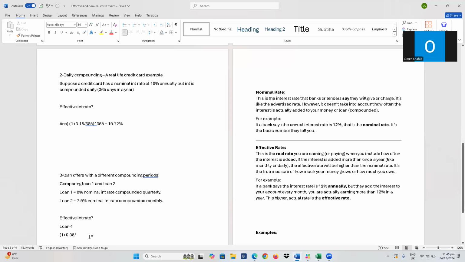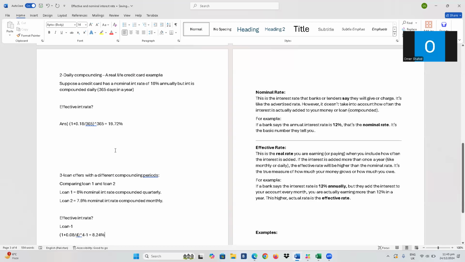So we do not need to divide this 8% by n because we will assume that this 8% is an annual interest rate, and we need a quarterly interest rate because they're compounding it quarterly. So we need to divide it by 4 because there are 4 quarters in a year. Bracket close and to the power 4, because n is 4. Then minus 1 will give us the answer, 8.24%.